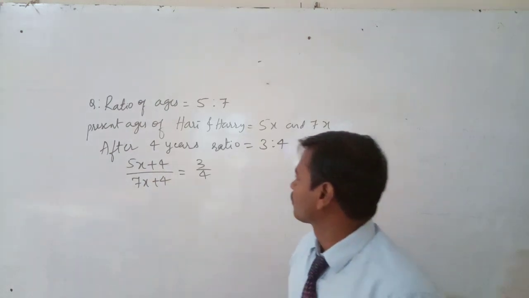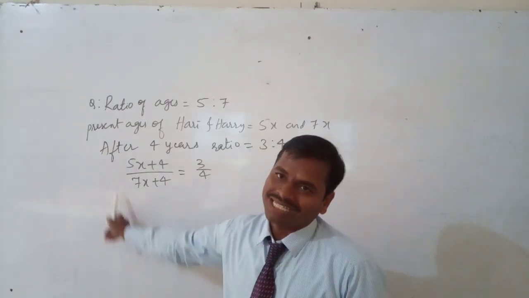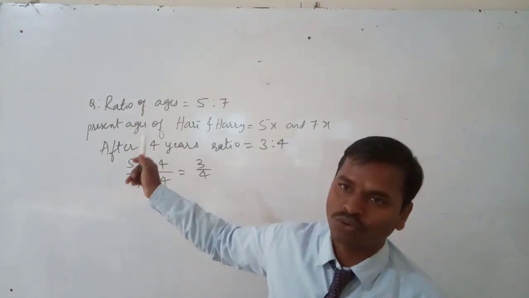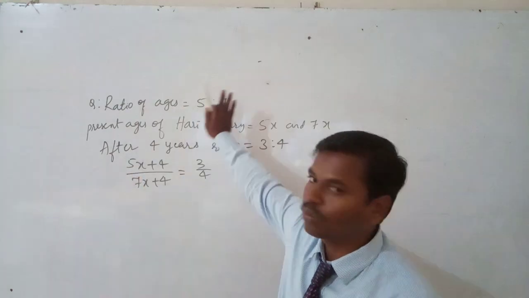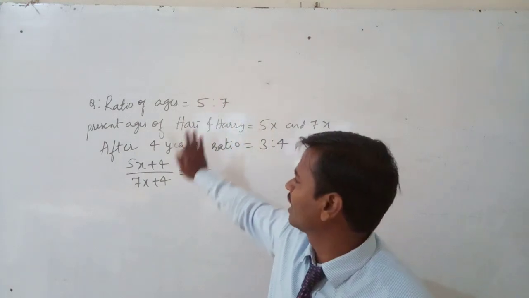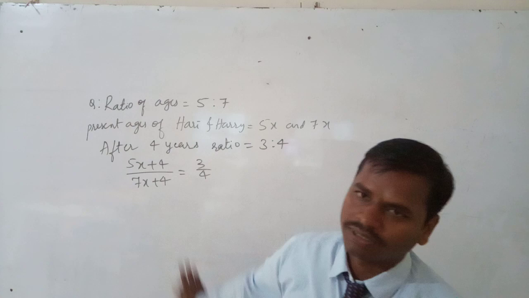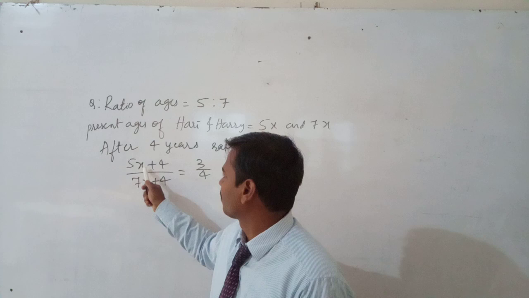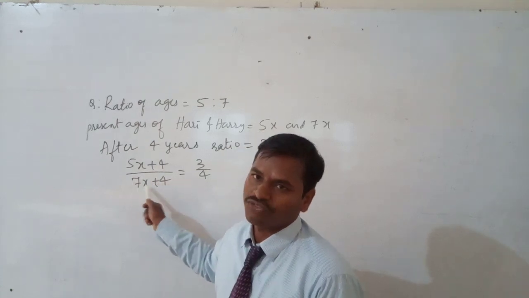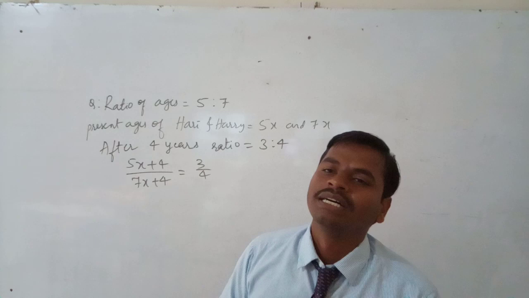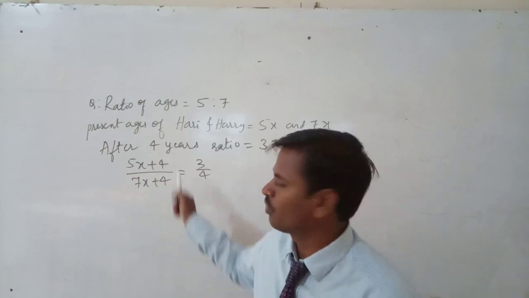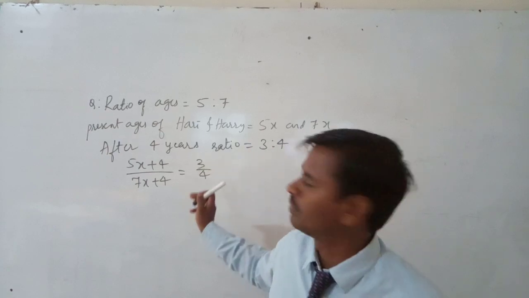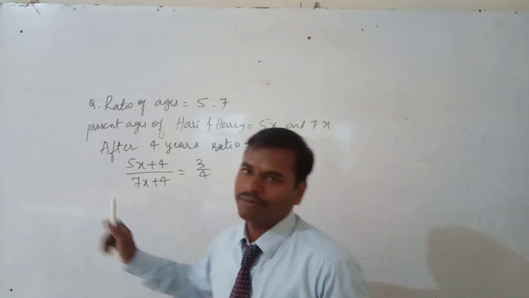Now it is converted to one equation. We will simplify this by cross multiplication. What we did in the previous questions, same way here we have a word problem, and we are converting it to a linear equation and solving it. Understood? Now what is given here? 5x plus 4 divided by 7x plus 4, the ratio of the ages after 4 years, will become 3/4. 3:4 means 3/4. Now cross multiply and simplify.